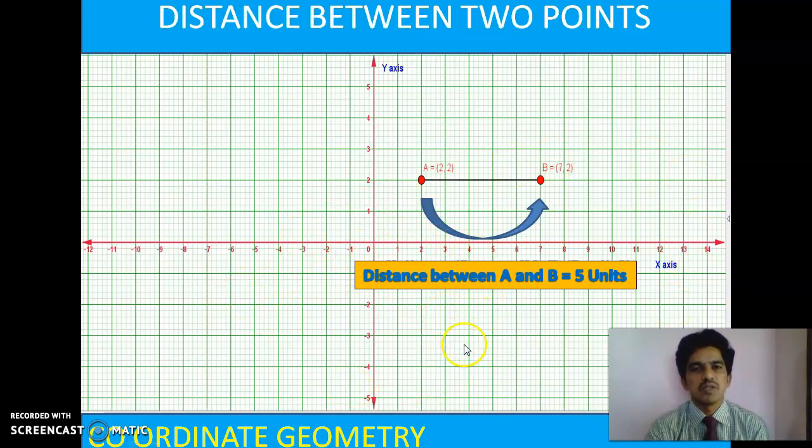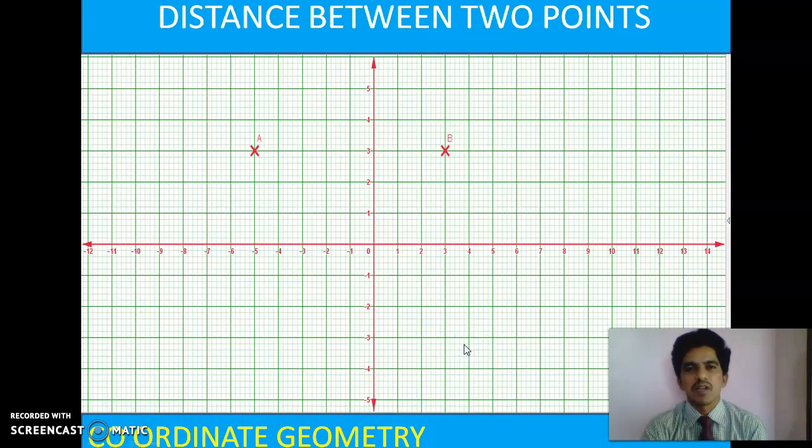Now let us move to the other quadrants. Now here we have indicated 2 points A and B. A is in the second quadrant and B is in the first quadrant. So let us write the coordinates. As A is in the second quadrant, its x coordinate should be negative. So this is minus 5 and 3. And B is in the first quadrant, so it is 3 and 3.